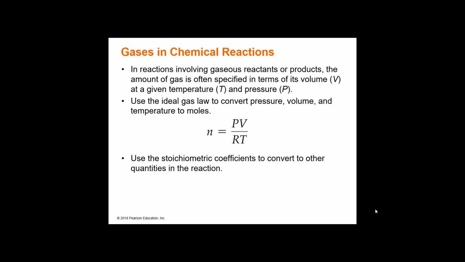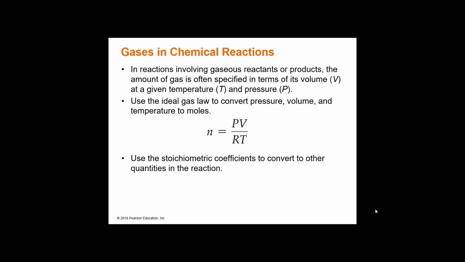In reactions involving gaseous reactants or products, the amount of gas is often specified in terms of its volume at a given temperature and pressure. This is where the ideal gas law comes in to convert pressure, volume, and temperature to moles. We use stoichiometric coefficients to convert to other quantities in the reaction.